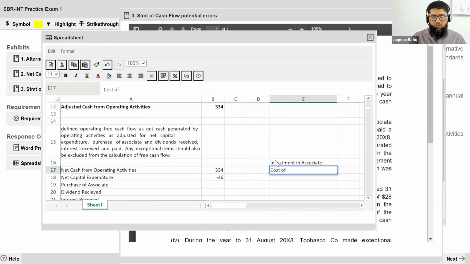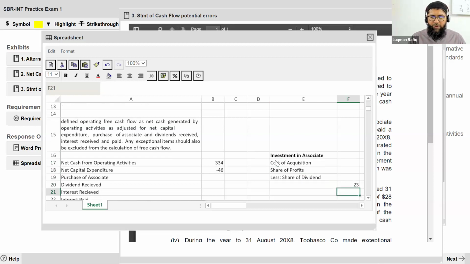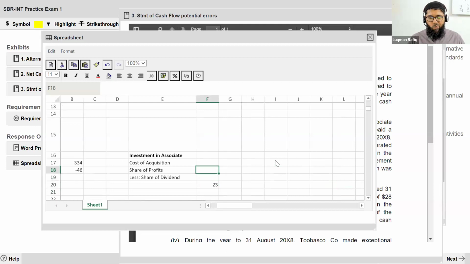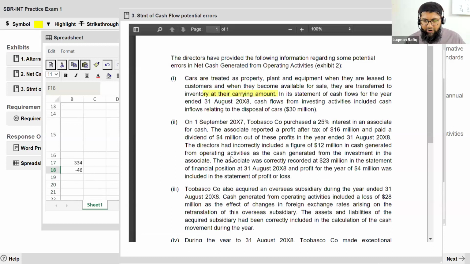Cost of acquisition, share of profits, less share of dividend. So here what do we have? We have got 23. And he says this is correct. What is the share of profit? 16 million was profit and a dividend of 4 million.